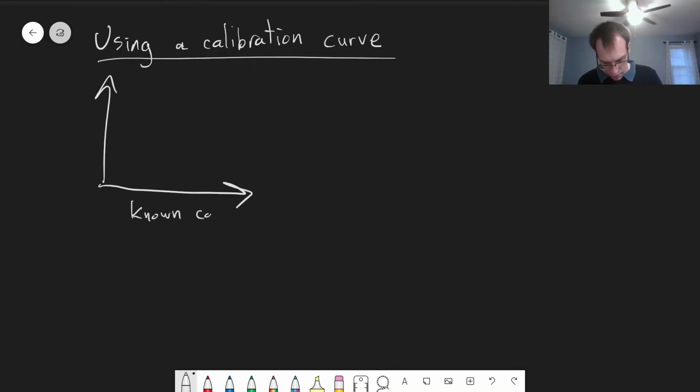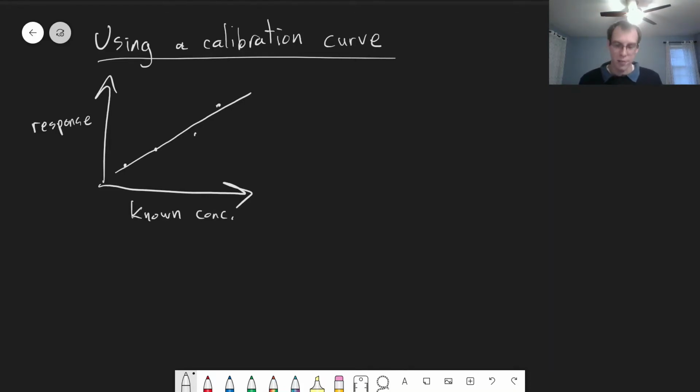These are standard solutions that we've prepared, usually along the x-axis, and we have our response of whatever sort it is along the y-axis. We measure a bunch of known points. They fall roughly along a line, and we do a least squares fit. That's not even close to a least squares fit, so let's do better. There we go, something like that.